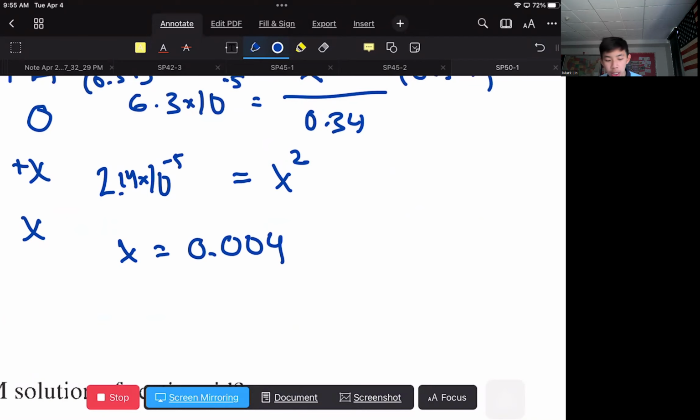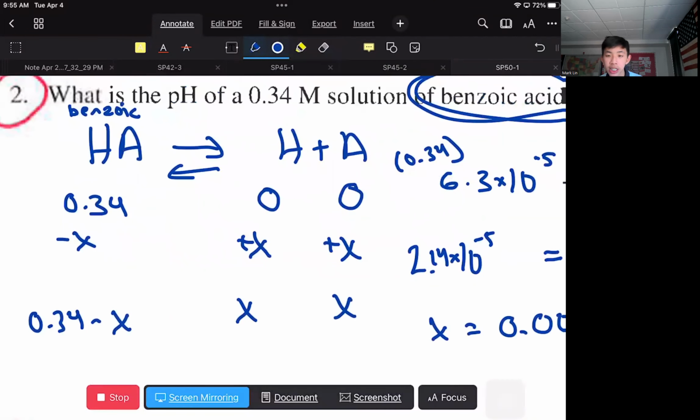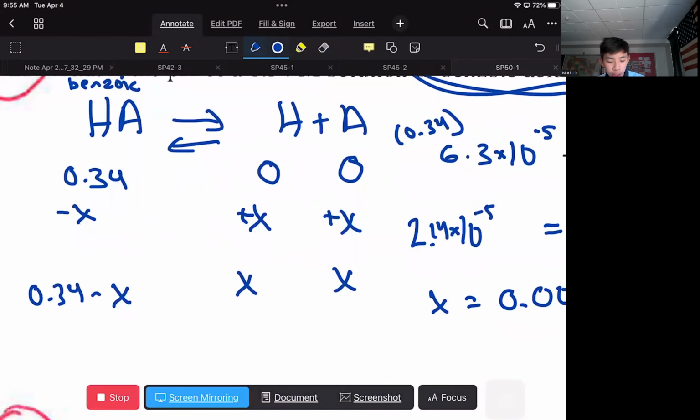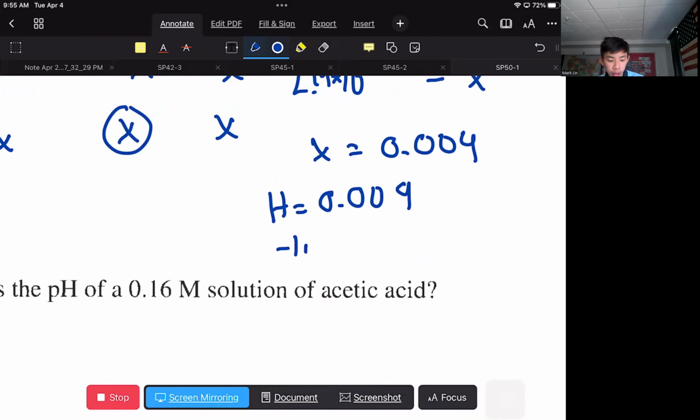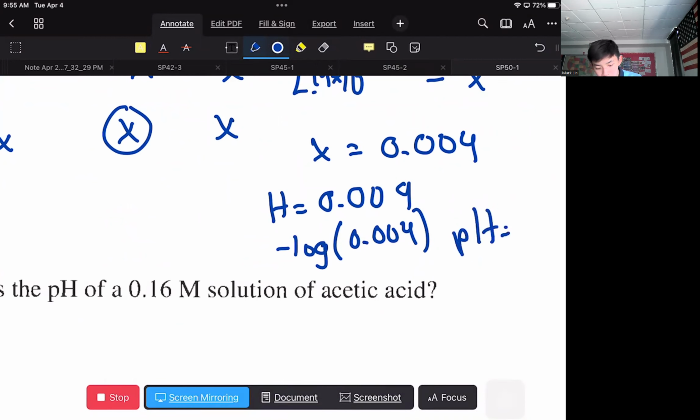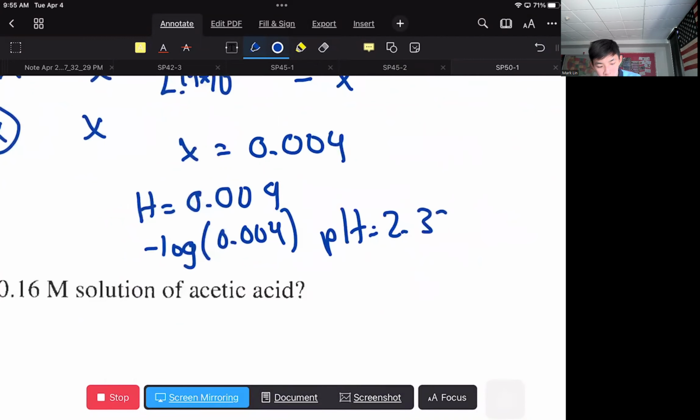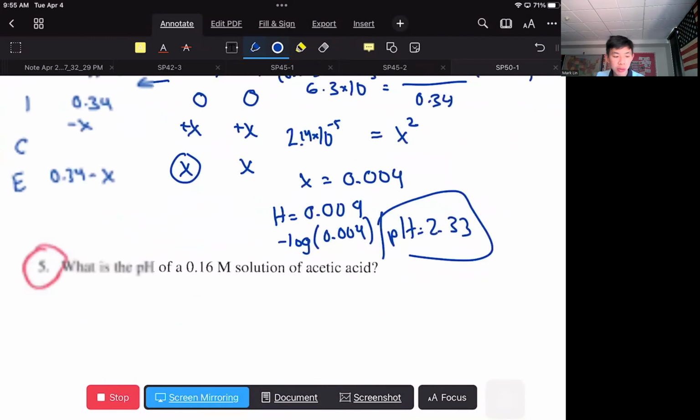Since it's your x, you plug this back into your H, because that's what pH is about. So your H, which is just x, is going to be 0.004. To find pH, you take the negative log of 0.004, so pH is going to be 2.33. All right, cool. Let's move on to the second one.